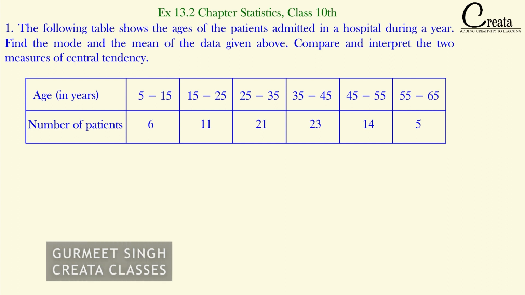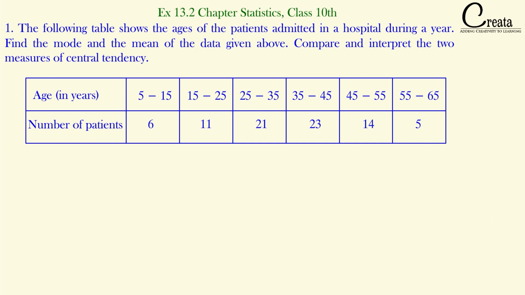In this lecture, we will cover question number 1 of exercise 13.2, chapter Statistics, for class 10th students. So this is question number 1. In this question, the data is given related to the age and the number of patients. In the first row, we have age, which is given in years. In the second row, we have the number of patients.